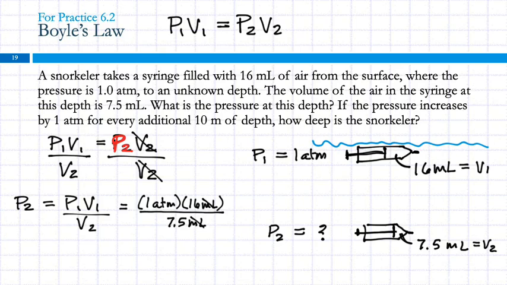So now I have 1 times 16 divided by 7.5. Pressure 2 is equal to 2.133 repeating atmospheres.